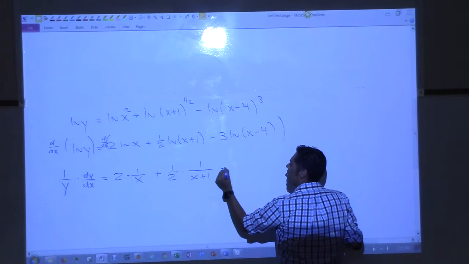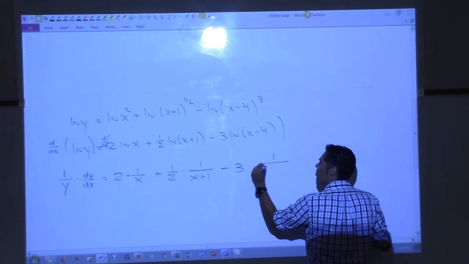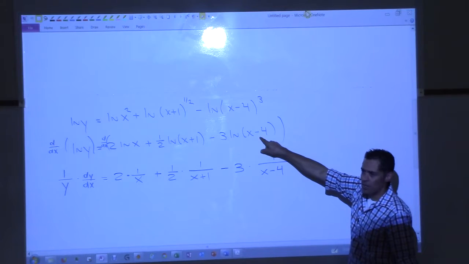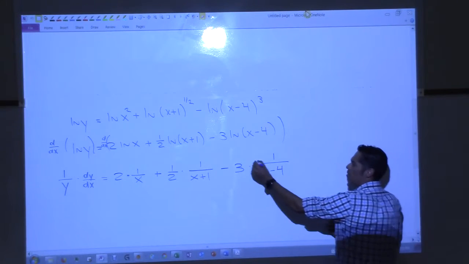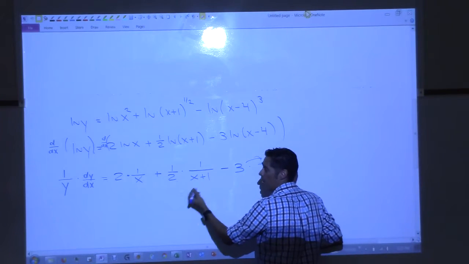And then minus 3 times the derivative of natural log of that, which is 1 over x minus 4, times the derivative of what's in here, which is 1 again. So that's it, right? I could slide the 3 up here. I could just leave that there. Or I could distribute the 2 through the bottom. I could put that 2 up there.